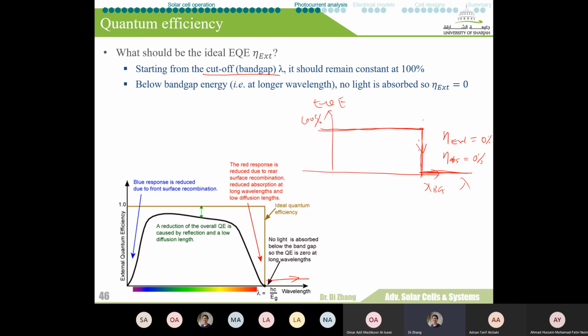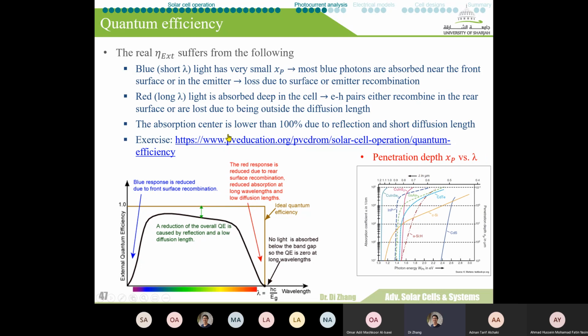But as you can see from the previous slide and also from the slide here, for the real case it's very far away from a rectangular profile. So what's causing the difference here? The real quantum efficiency typically will suffer at the short wavelengths and at the long wavelengths. So let's look at the case from the left side and from the right side to see what's causing the reduction or the deviation here.